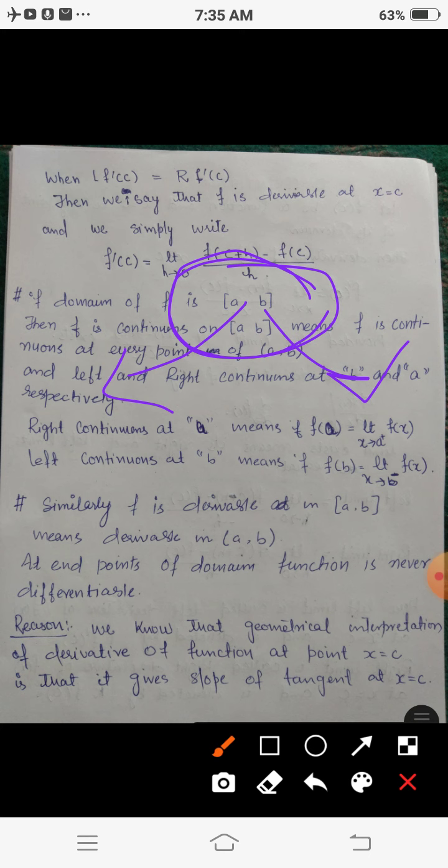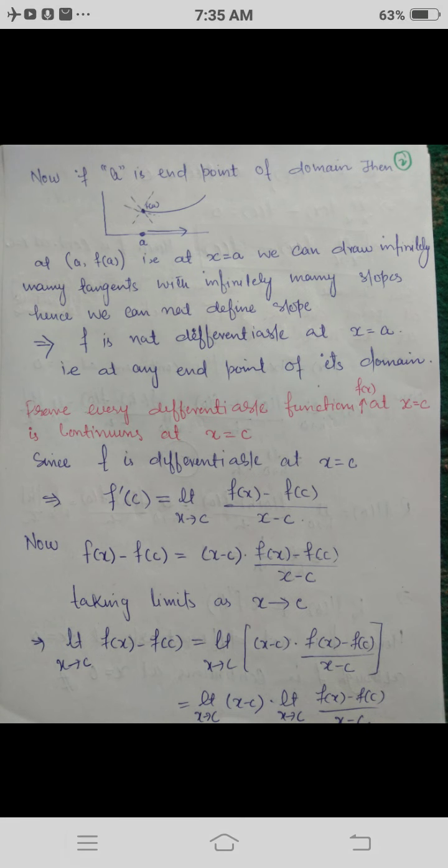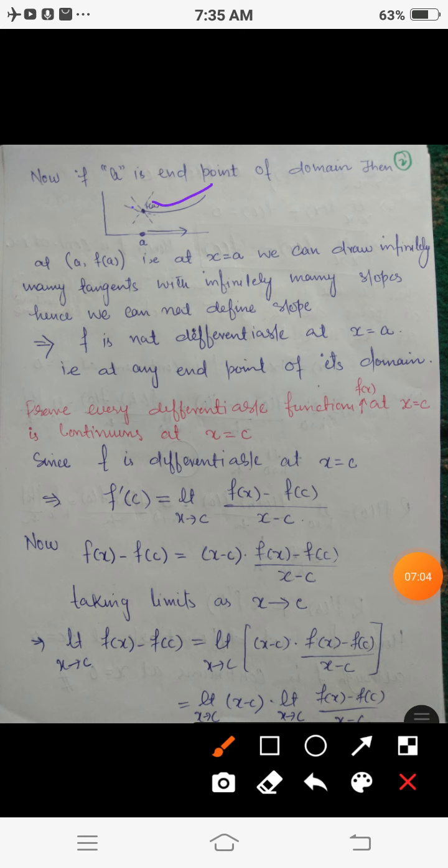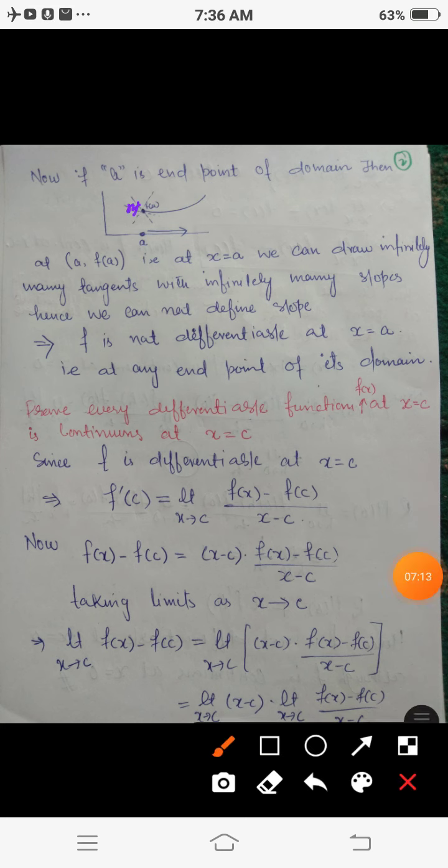Now if we consider the endpoints, the graph of this function is like this. These are the endpoints. This is a, and this is b. Here we can draw infinitely many tangents at this point. This means that the slope is not unique. Slope means the tangent of the angle which it makes with the positive x-axis.